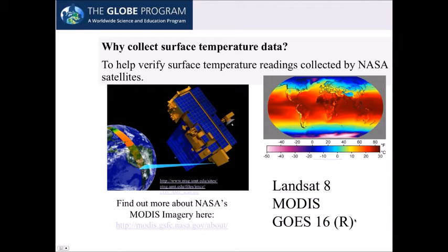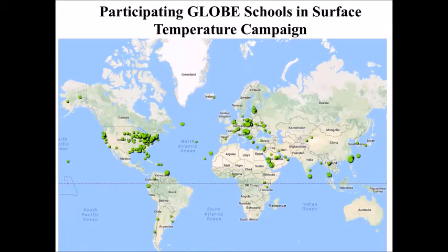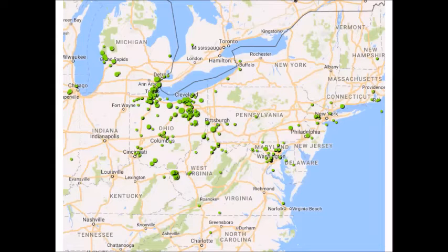And then GOES-16, which was called GOES-R, that was launched in the fall, and GOES-16 also has thermal sensors, a number of bands. So going to our GLOBE observations, here's a map showing the schools around the world that have taken surface temperature observations. It's a lot in the United States, of course. Poland, Croatia, Saudi Arabia, and Taiwan have also taken a lot of surface temperature observations. So we're going to use the student data as a form of validation for the satellite.